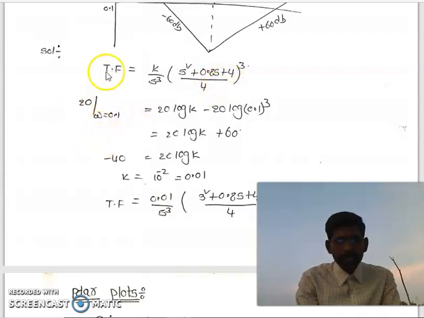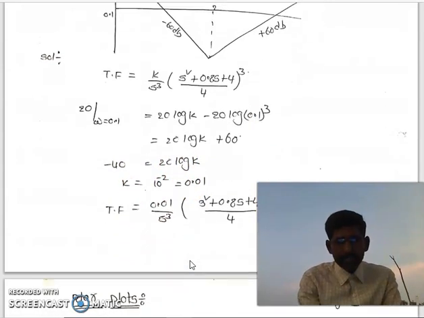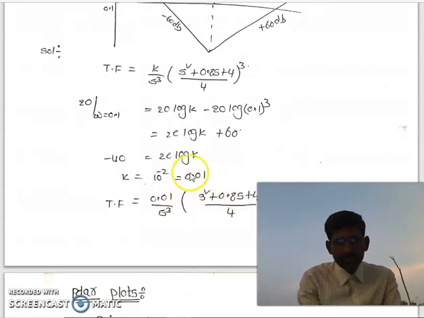To find out the k value, what is the initial magnitude? At 0.1 the magnitude is 20. So 20 log k minus 20 log 0.1 whole cube. 20 log k plus 60 equal to minus 40, so 20 log k equal to minus 40... K equal to 10 power minus 2, that is 0.01. This is the transfer function. Substitute the k value 0.01 whole cube, s square plus 0.8s plus 4 divided by 4 whole cube.